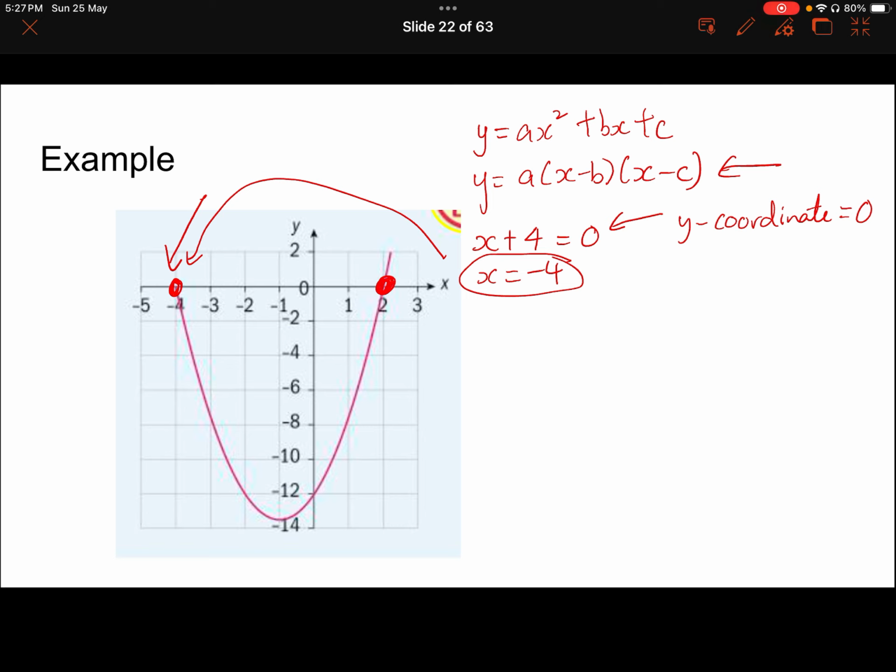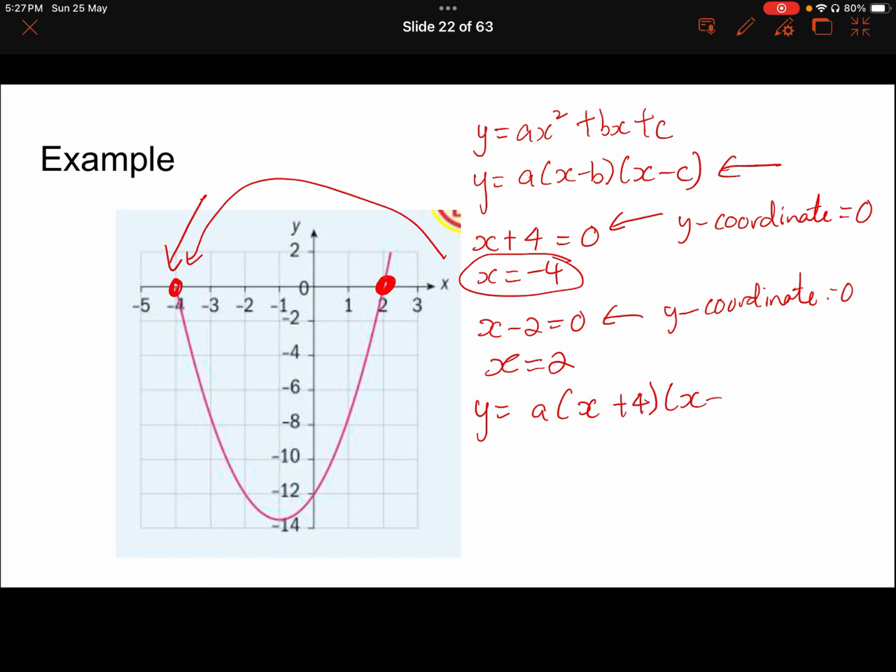Now in this case, because this is +2, then I could say that x minus 2 is equal to 0, again because the y coordinate is 0. And if I solve this equation, x would be 2. So in other words, if I were to write the equation, I could write something like this, which is x plus 4 and x minus 2. But the only downside is I do not have the value of a.